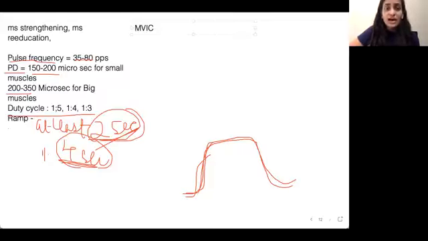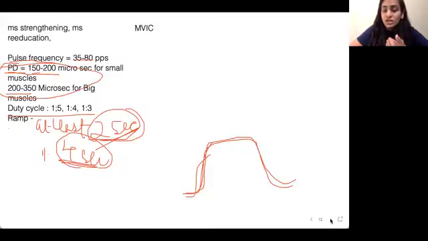Okay, is that clear? Are all the parameters for muscle strengthening, muscle re-education clear? Yes, for large and small muscle, it's the same. Only the pulse duration varies for large and small muscles. So everyone understood pulse frequency, pulse duration, your duty cycle, your ramp, and your MVIC. These were the 5 parameters that we need to know.